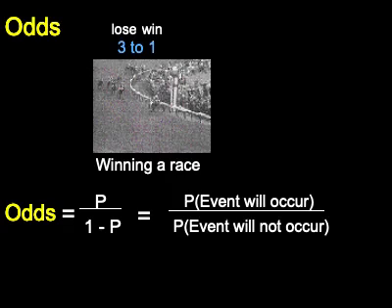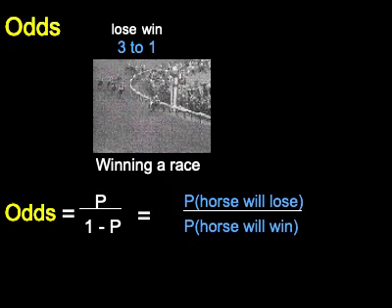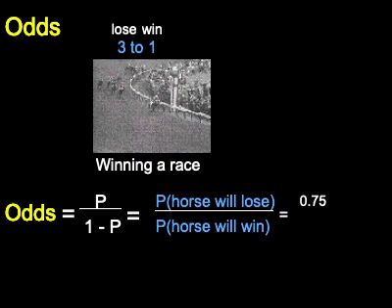In our horse race example, if P denotes the probability that the horse will lose, then 1 minus P denotes the opposite probability, that the horse will win. So if the probability that the horse will lose is 0.75, the probability that the horse will win is 0.25, and the odds are 3, or 3 to 1.